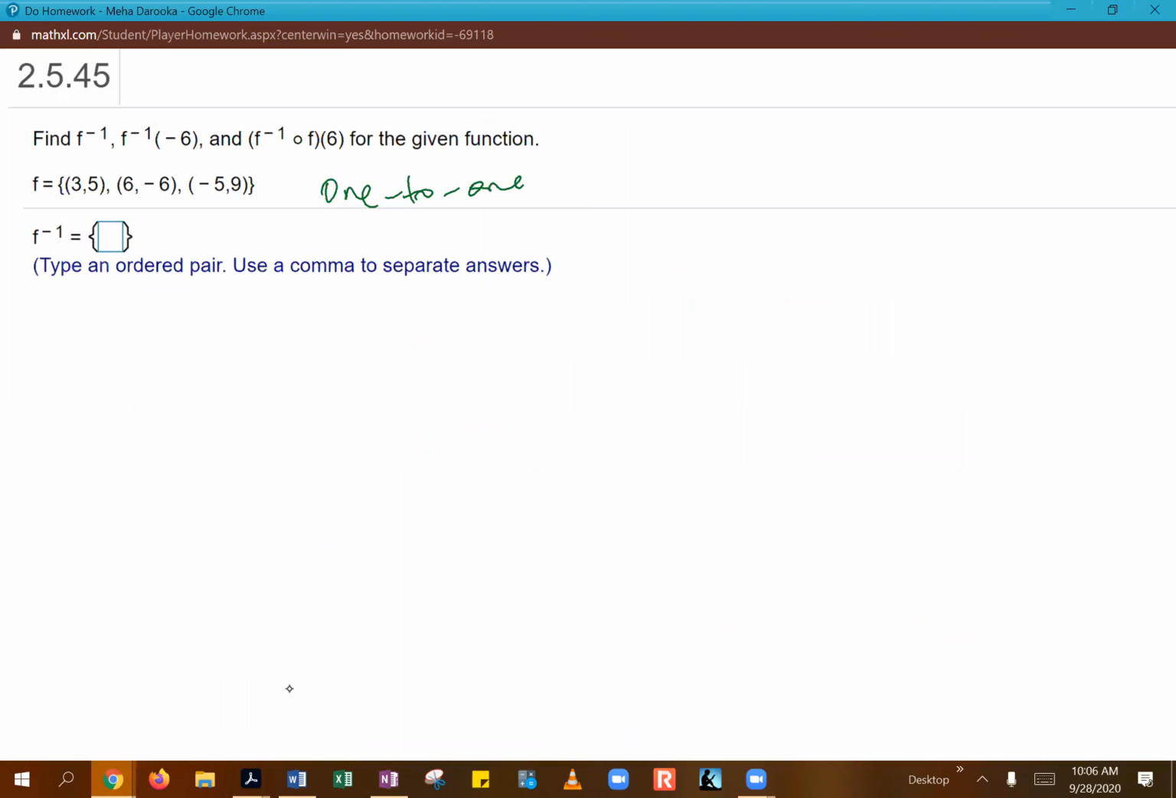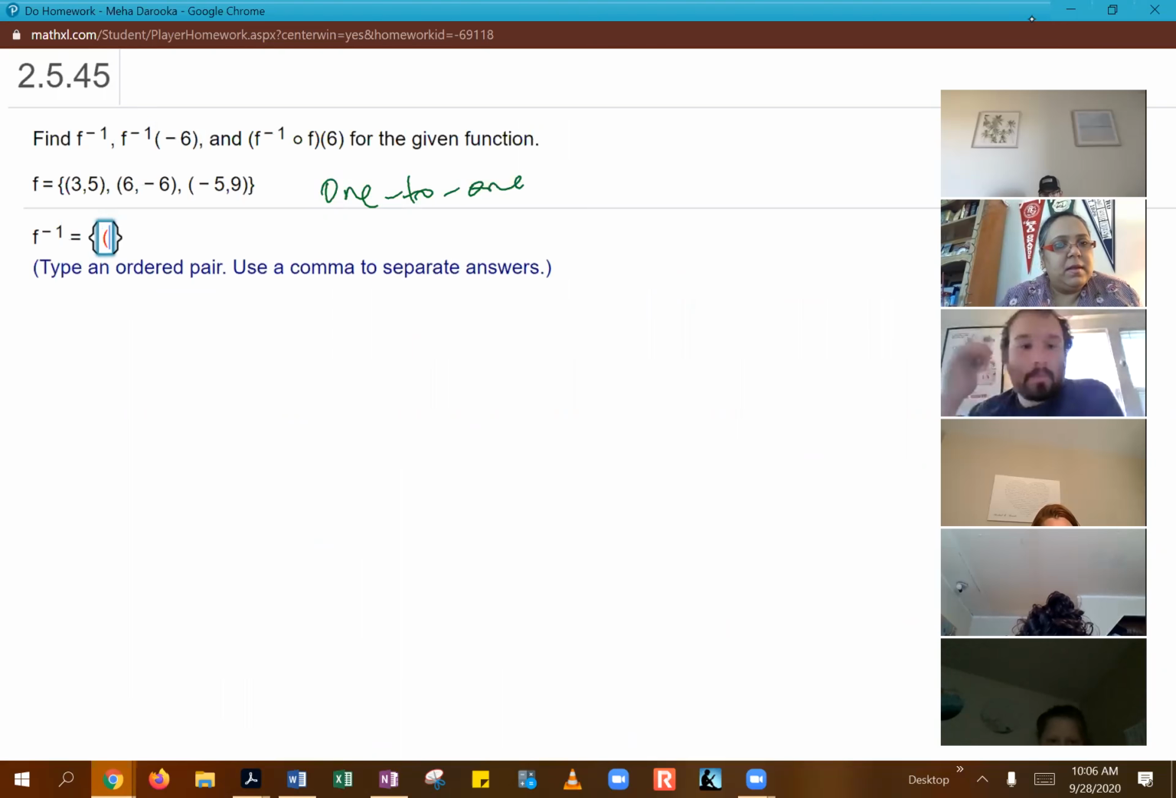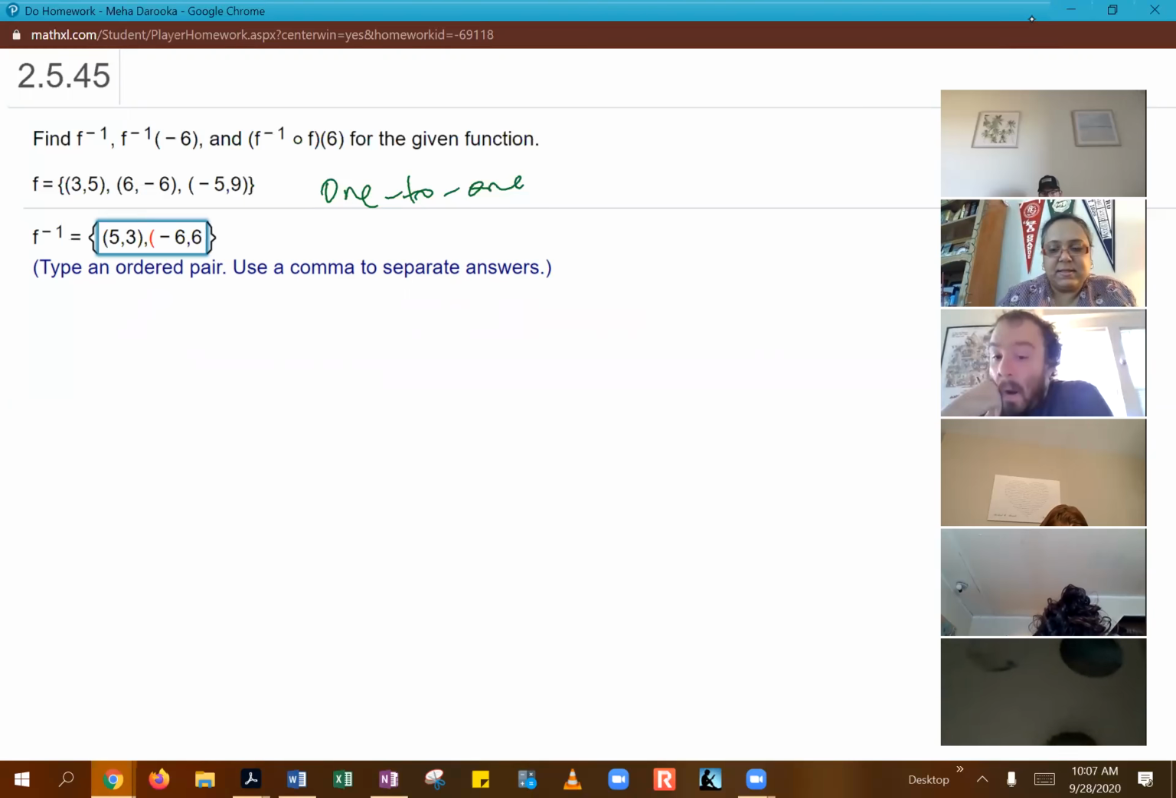So now, since you just have to literally interchange your ordered pairs, what do you think these ordered pairs will be for our inverse function in here? 5, 3, -6, 6, and 9, -5. Yeah, very nice. Exactly. Just switch that order. So 5 and 3, comma, -6, 6, again, comma. And of course, you're typing each one of these as ordered pairs, so make sure they're each individually in parentheses, and then 9, -5, and that's it.